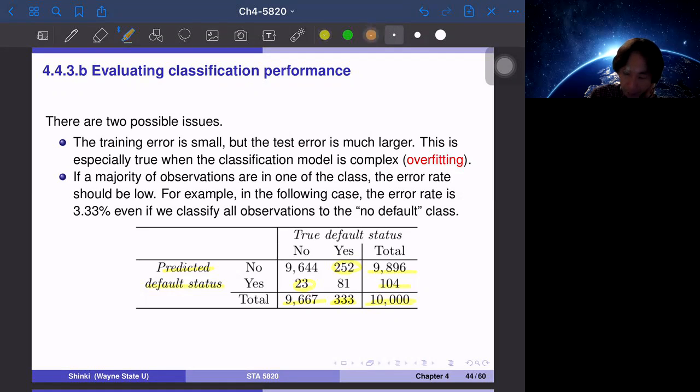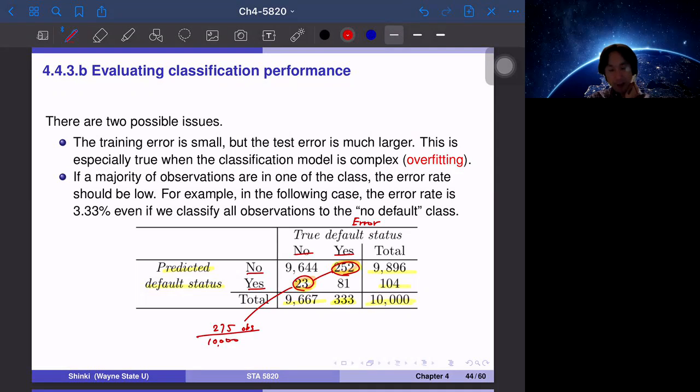So this is error because our prediction and the truth are different. We predicted yes, but the truth is no. So that is 23 observations, and the other way around, 252 observations. In total, we have 275 observations out of 10,000. So our misclassification rate is 2.75%.